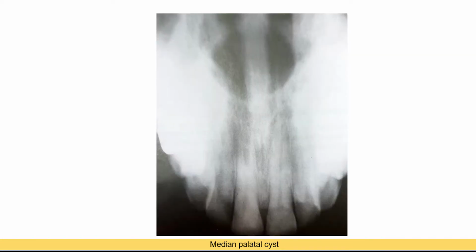This is the radiographic for the median palatal cyst. As you can see, the lesion is at the hard palate. It is radiolucency.